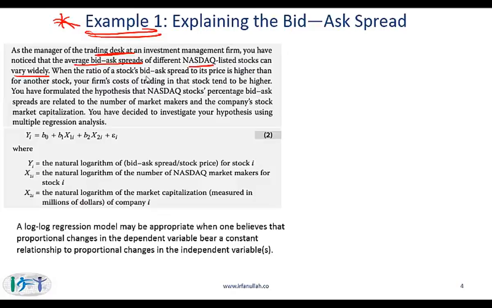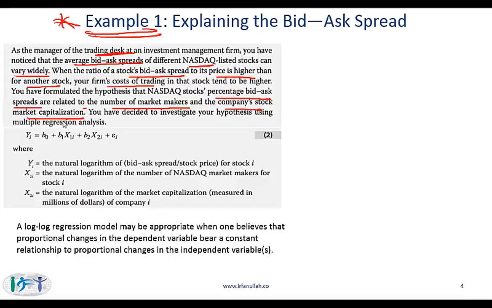When the ratio of a stock's bid-ask spread to its price is higher than for another stock, your firm's cost of trading in that stock tends to be higher. This is just setting up the business case. So you don't like the fact that the bid-ask spread is very high because that increases your cost. So you formulate a hypothesis that the stock's percentage bid-ask spread are related to two things. One is the number of market makers, and the second is the company's stock market capitalization.